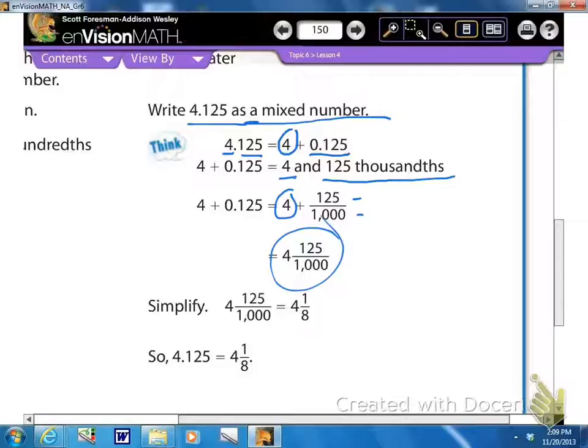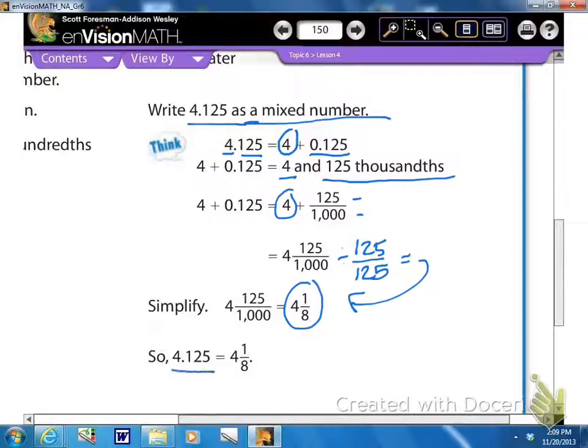Now I can't leave this as 125 over 1,000. Of course I have to simplify. So what you can do is divide by, in this case, 125, or maybe you choose to divide by 25 and then divide by 5. When you simplify, you would get 4 and 1/8. So 4.125 is equal to 4 and 1/8.